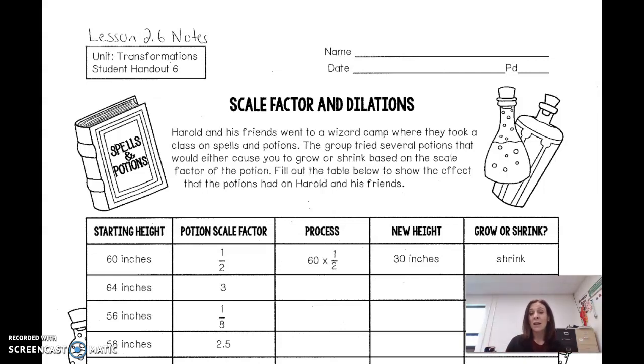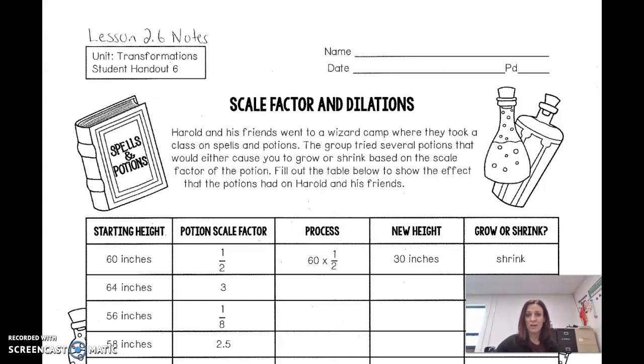Okay? Now, scale factors is the fourth type of transformation we're working on. Their shape is going to stay the same as well. But in scale factors, or I'm sorry, dilations that we're talking about here, things are going to be getting bigger or smaller, depending on the type of number we multiply by. Okay, so let's look at what we mean by that.